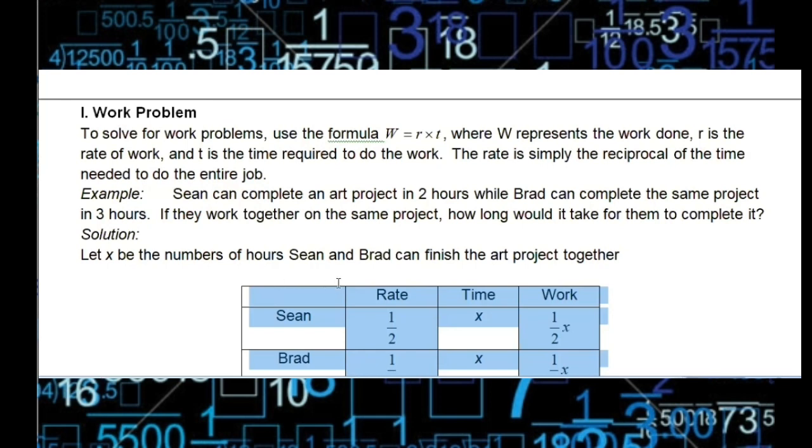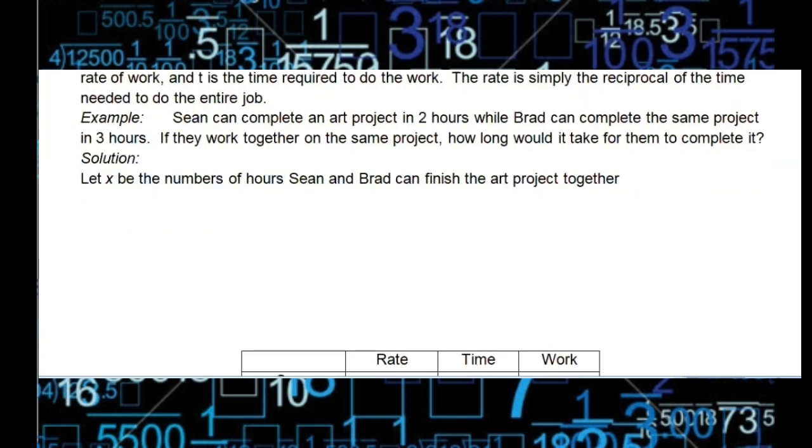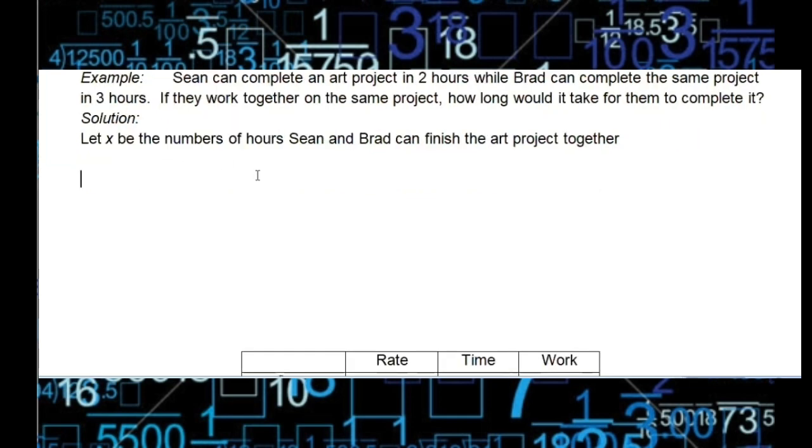Una, kailangan sa problem mo, given yung rate ng dalawang tao. Applicable lang siya sa dalawa. Then, dapat ang nakalagay mismo na problem, work together. Yun ang keyword doon. They work together. Okay? So, para ma-solve, just simply multiply their hours that can finish their jobs.